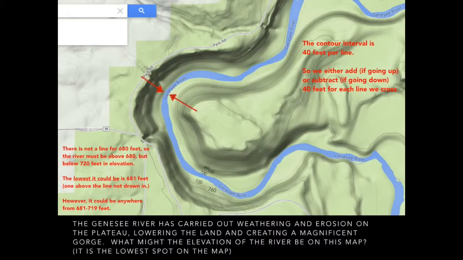The other thing to point out is when you see a river on a contour map, realize it's going to be the low spot on the map because weathering and erosion carved it down. So all those contour lines are sloping downward or in a downward direction towards the river. So that'll help you when you're trying to interpret these maps.